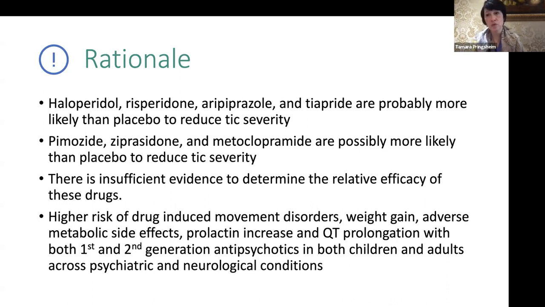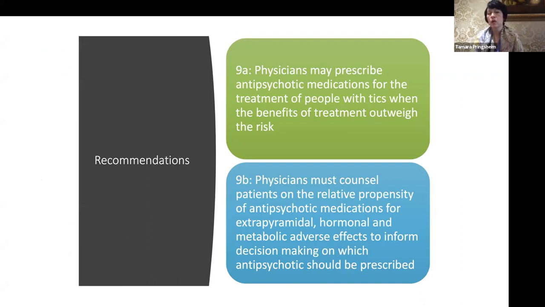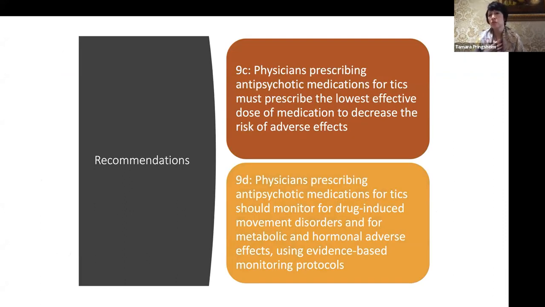So the medications can be prescribed safely, but it just requires a larger investment of time on the patient and the clinician. So we have to make sure that the symptoms are severe enough to justify the use of a medication that has that many side effects. So we made recommendations that antipsychotics can be prescribed when the benefits of treatment outweigh the risk, and that we need to perform counseling on the various adverse effects that these medications can cause. It's important to use the lowest effective dose of an antipsychotic to minimize adverse effects, and that there should be proactive drug safety monitoring.